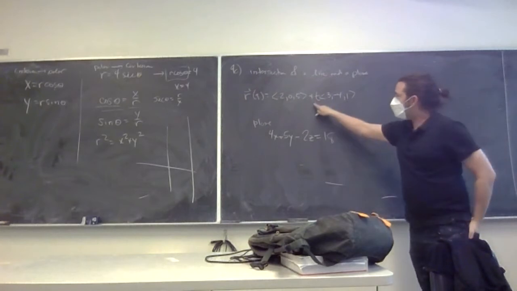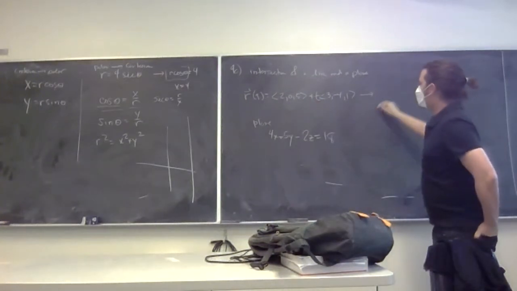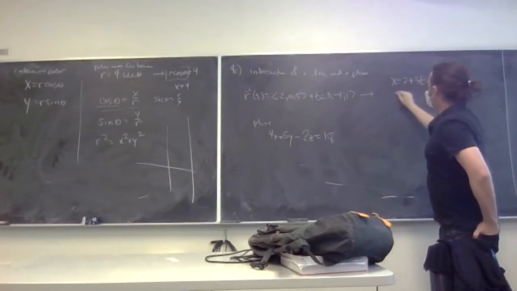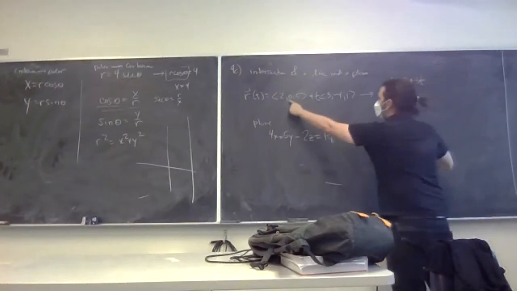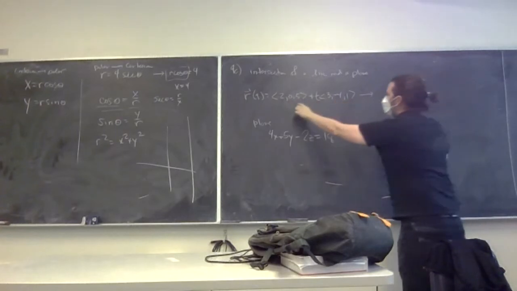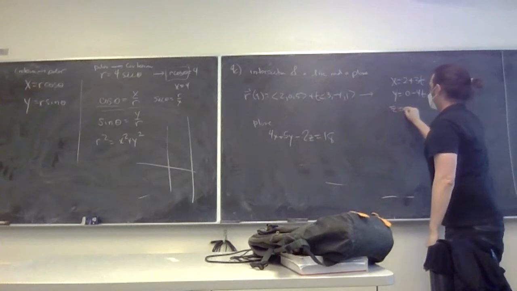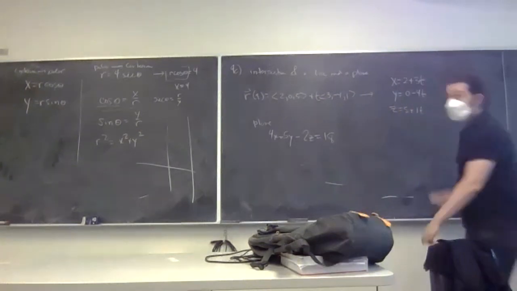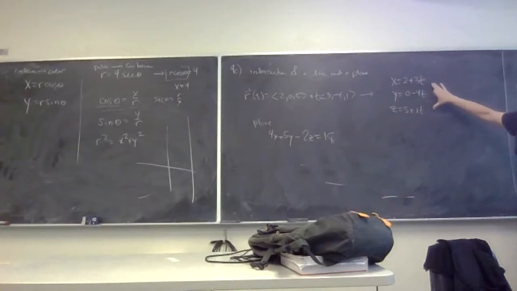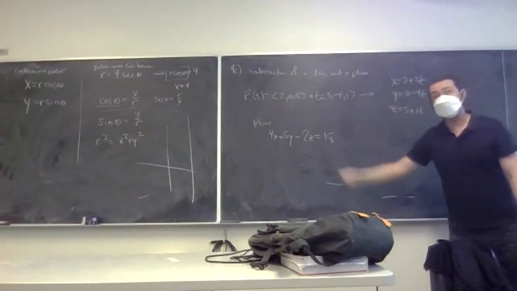So what I'm going to do is rewrite the line in parametric form. If I rewrite this in parametric form, I get x equals 2 plus 3t, y equals 0 plus negative 4t, z is 5 plus 1t. So now I've got equalities, right? X, y, and z on the one hand have to be equal to this, but they also have to satisfy this equality. So I just plug these into that and solve for t.